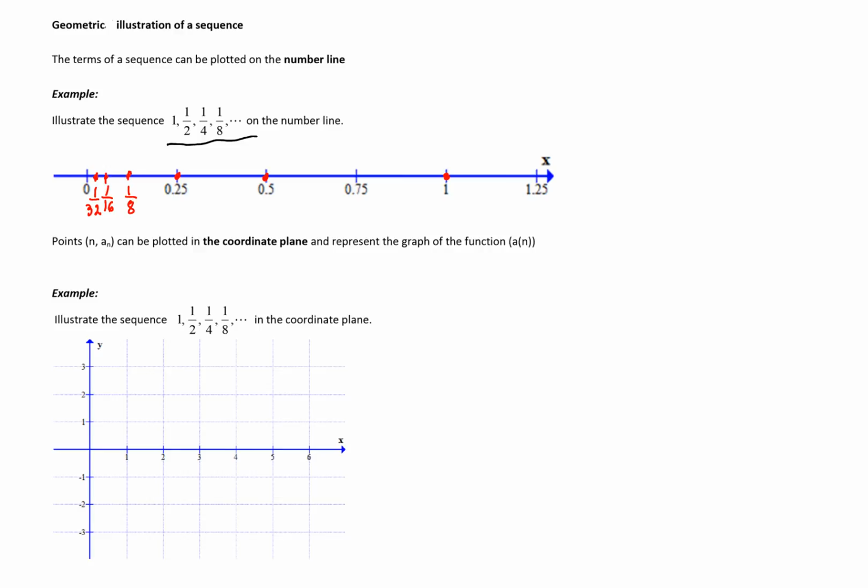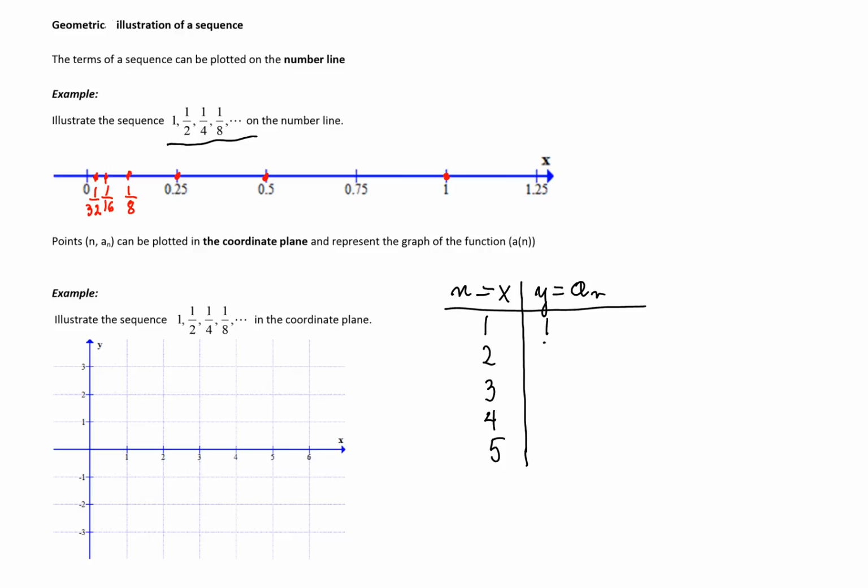Now, if in turn we are thinking about a sequence as a function, we can graph this function in the coordinate plane. And we can make a table that will have the values of x, which this time are values of n, and the values of y are going to be the values of the sequence. So x is equal to n and y is a sub n. The values of n are 1, 2, 3, 4, and so on. These are the inputs, and the values of y are values of a sub n.